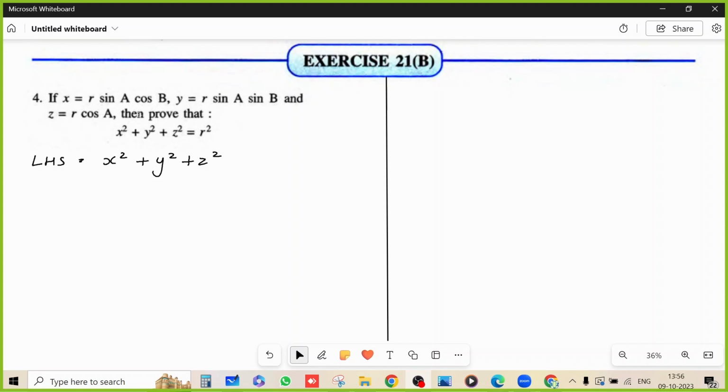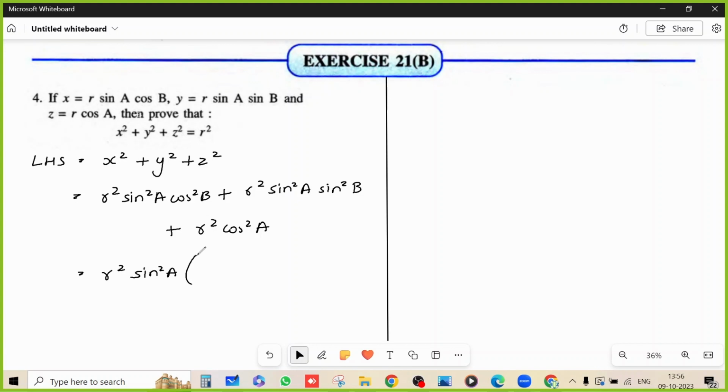In question 4, we will again begin with the left hand side, which is equal to x square plus y square plus z square. The value of x, y, z are given in the question, so we will put the values now. So this will become r square sine square a into cos square b. Y square can be written as r square sine square a into sine square b, and z square can be written as r square cos square a. Now we can take r square sine square a common from the first two terms. So it will become r square sine square a, and in the bracket we will have cos square b plus sine square b.